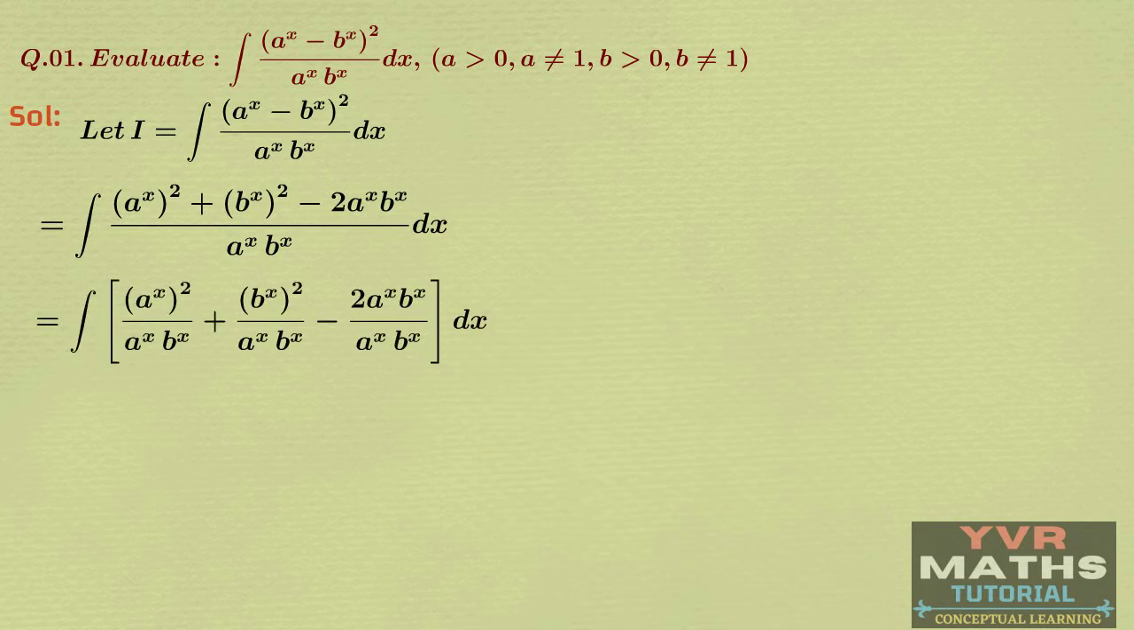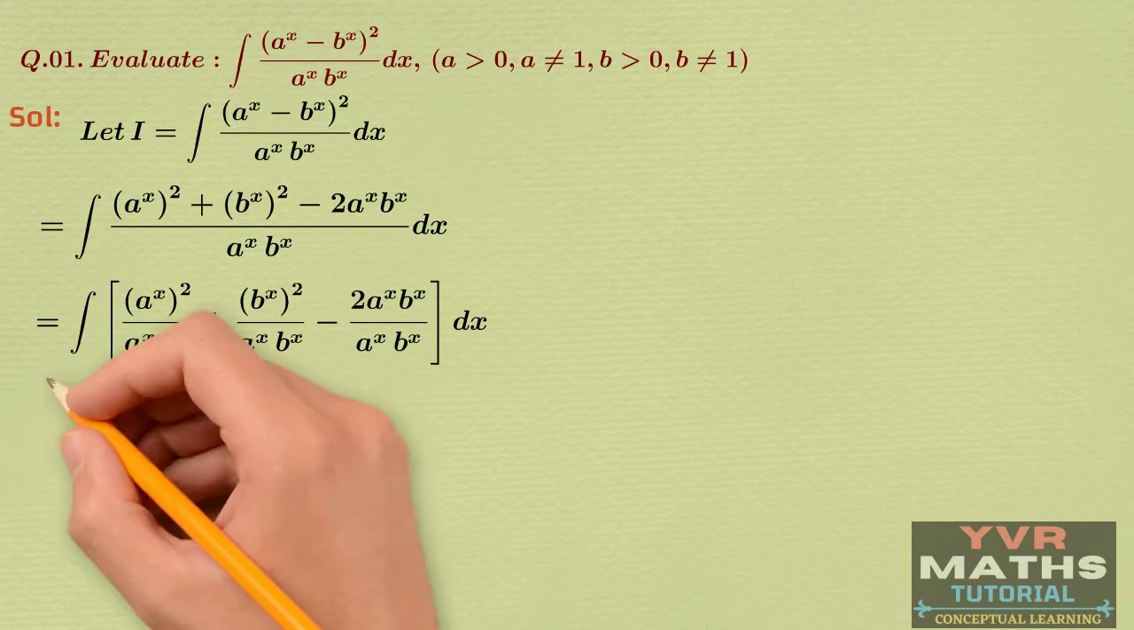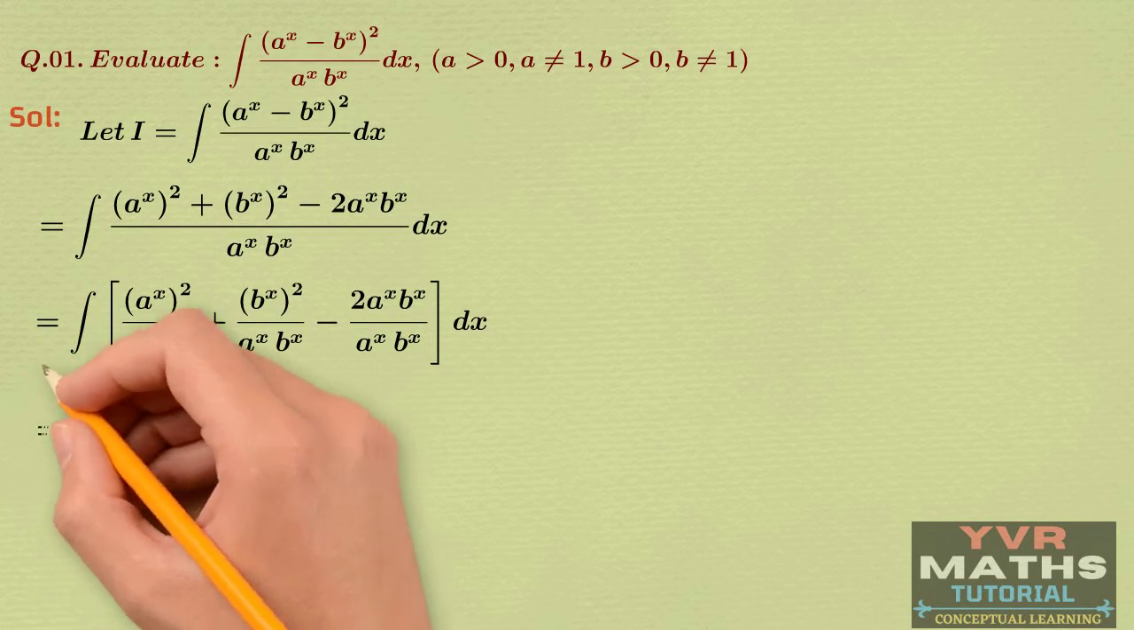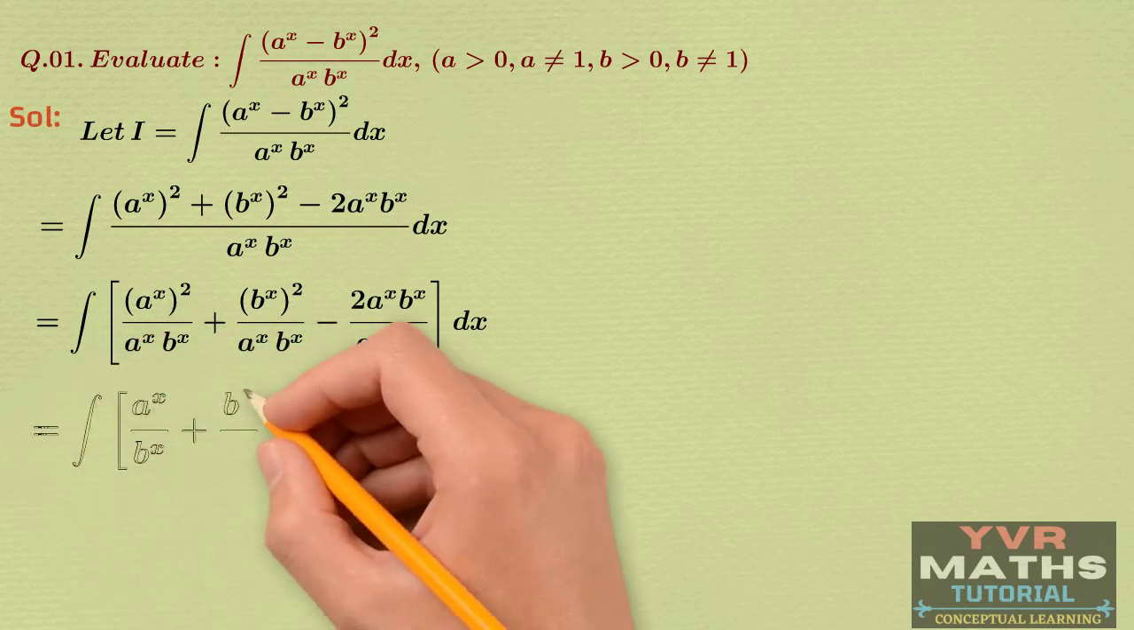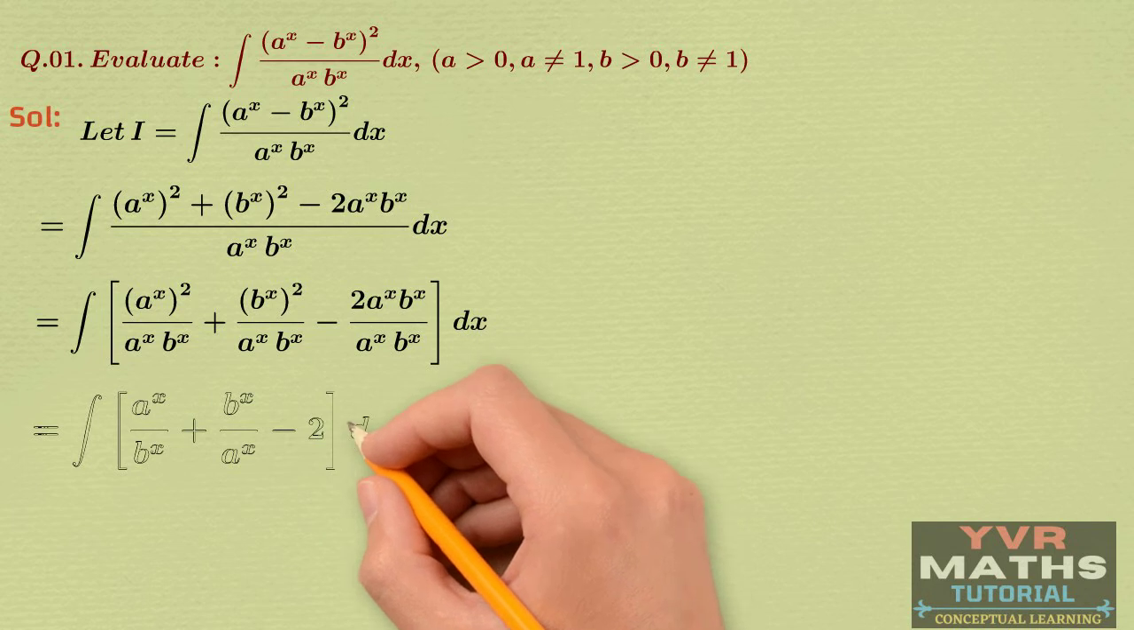Now, if you see in the first term, a power x gets cancelled. In the second term, b power x gets cancelled. In the third term, a power x, b power x, both the terms cancel from the numerator and denominator. Then what is the remaining term? See here, integral a power x by b power x plus b power x by a power x minus 2 dx.